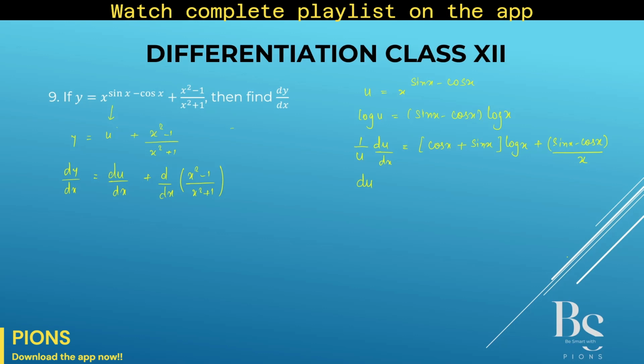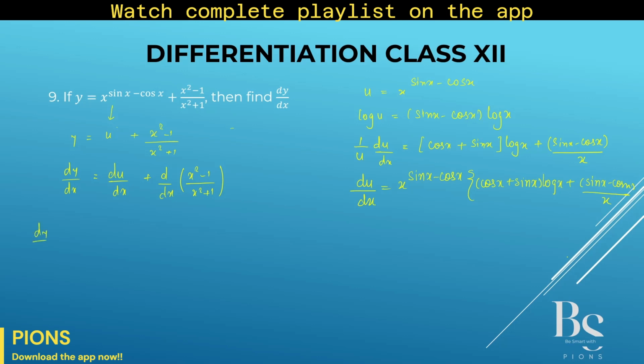du by dx will be equal to u, which is x raised to sin x minus cos x, whole into this whole bracket: cos x plus sin x into log x plus sin x minus cos x, whole divided by x. Let's substitute here and find our dy by dx, because they are asking dy by dx in the question.